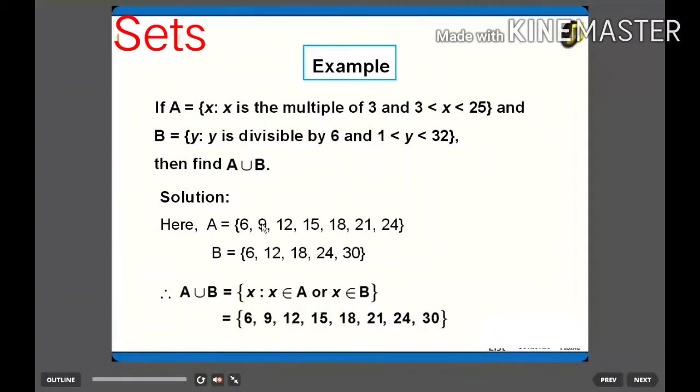Now you have to write all the elements of A and B, and that will be A union B. So A union B is equal to {X such that X belongs to A or X belongs to B}. It means you write all the elements: 6, 9, 12, 15, 18, 21 and 24. Look here, 6, 12, 18, 24 are already written, so you will not repeat these; you write only 30 here. So look here, all these elements of A and B you list in roster form, and you mark curly brackets. This is A union B, which means A union B is again a set.